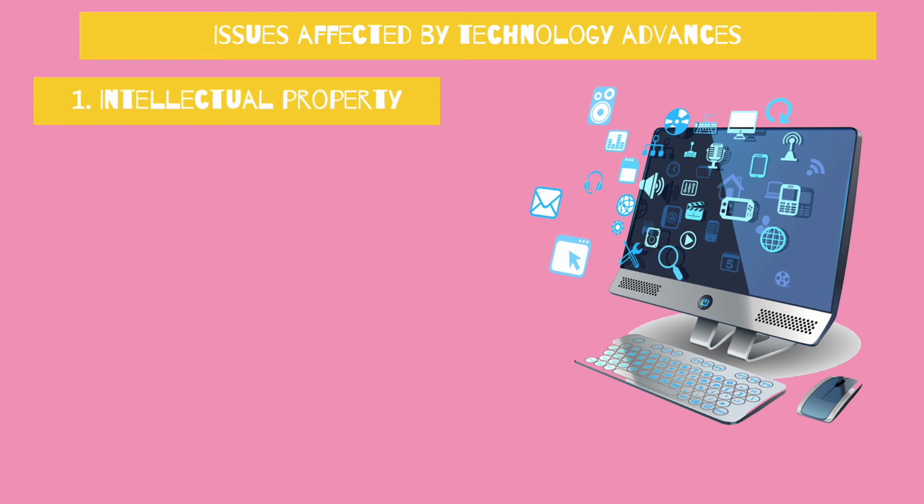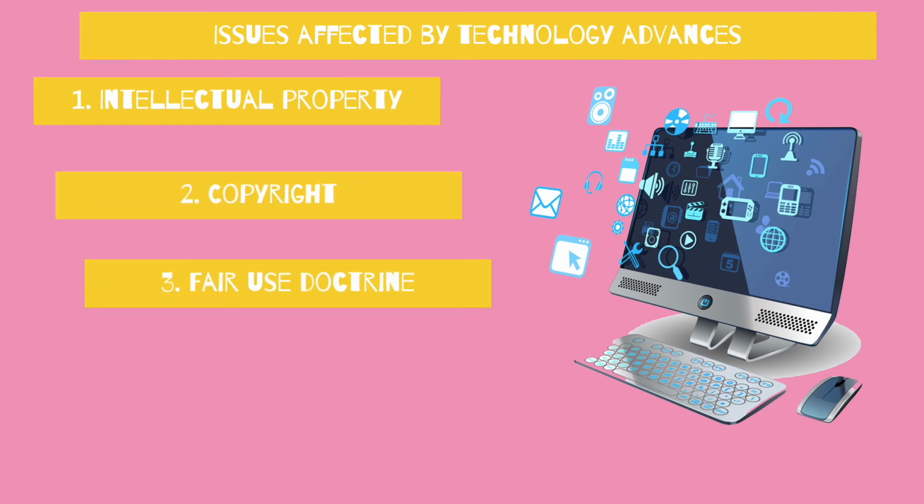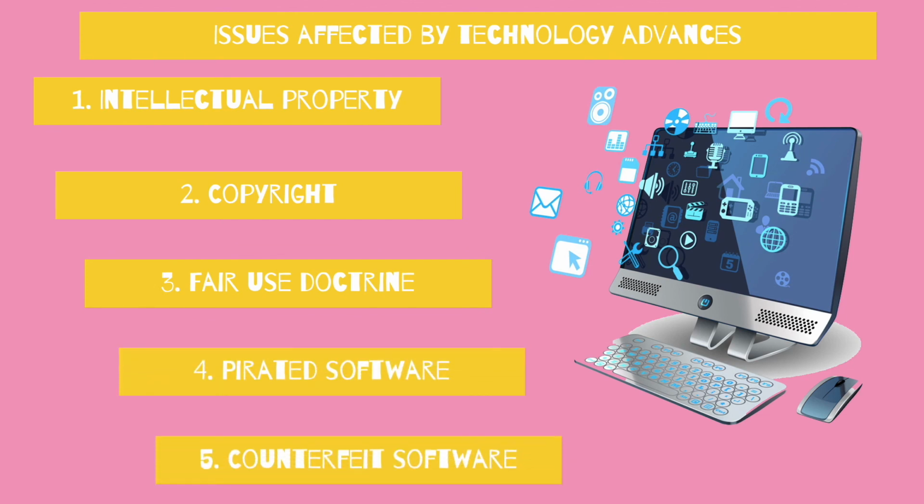The first one is intellectual property, which is intangible creative work that is embodied in physical form like a song or a movie. The second one is copyright, which is the legal protection afforded an expression of an idea such as a song, video game, and some types of proprietary documents. The third one is fair use doctrine. In certain situations, it is legal to use copyrighted material.